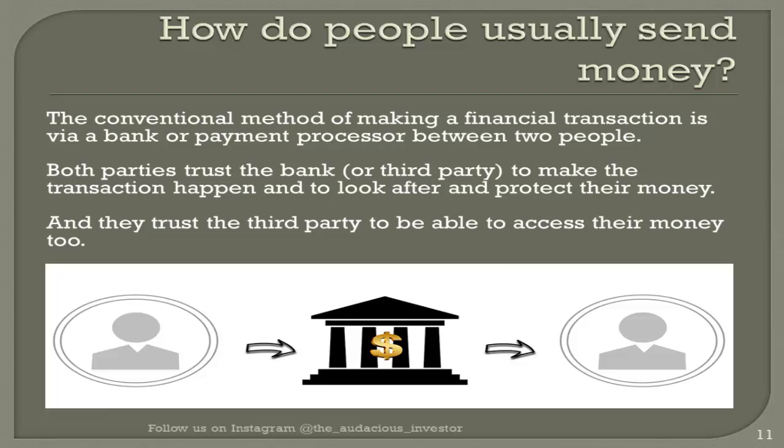So that's how transactions usually happen conventionally, it requires a middleman, unless you're using cash. If you're using cash, then you just pay directly, someone to someone. But if you're making a transfer, then the conventional way is you need to go through a middleman or third party, and both of you need to trust that middleman in order to facilitate the transaction for you.